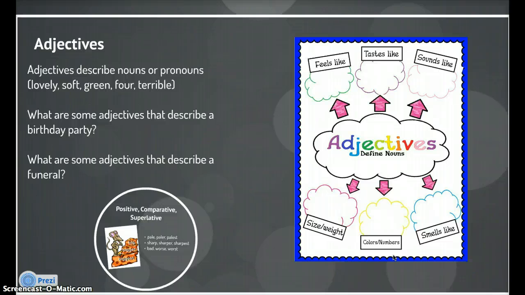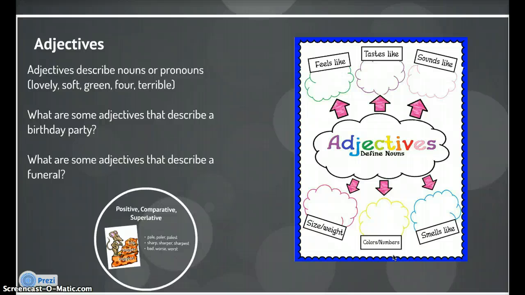Adjectives are something that you've been doing since kindergarten. They describe nouns or pronouns. Here are a few examples of adjectives: lovely, soft, green, four, terrible. All of these words describe a noun. If you would like to say the bed was soft, then you're describing how the bed felt. If you talk about green beans, they are beans that are green. That is describing what the beans look like or what color the beans are.